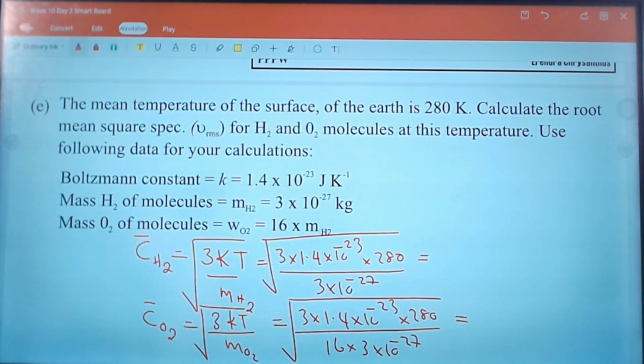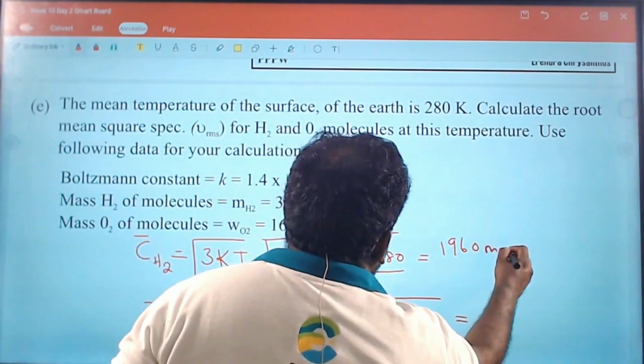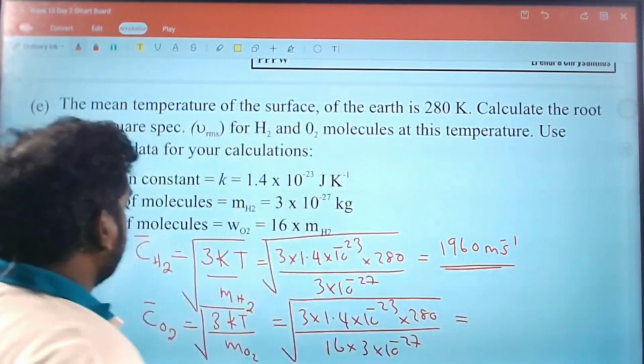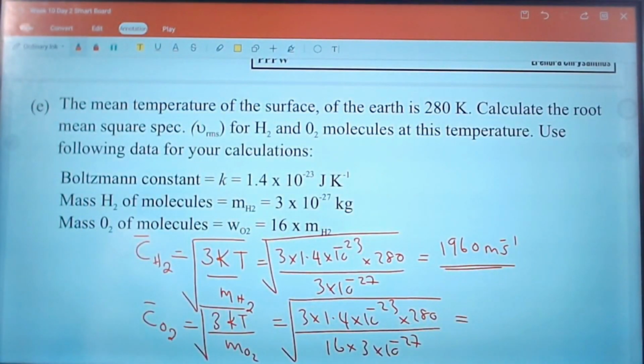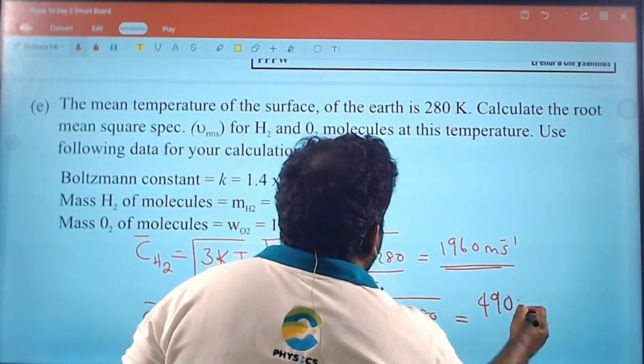Hydrogen: 1960 meters per second. Oxygen: 490 meters per second.